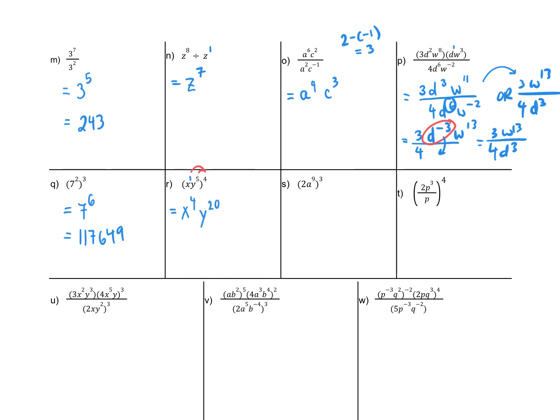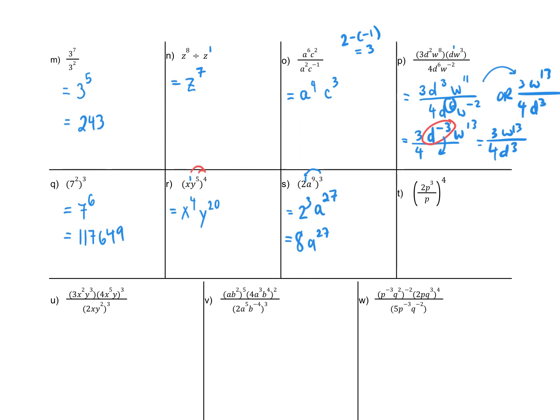Now, if there's a coefficient involved, that 3 has to be applied to the 2 as well, because remember, it has an invisible 1 on top. So this will become 2 to the power of 3, and then 8 to the power of 9 times 3, which is 27. And 2 to the power of 3 is 8. So there we are. For t, I have a fraction in my bracket and then an exponent on the outside.